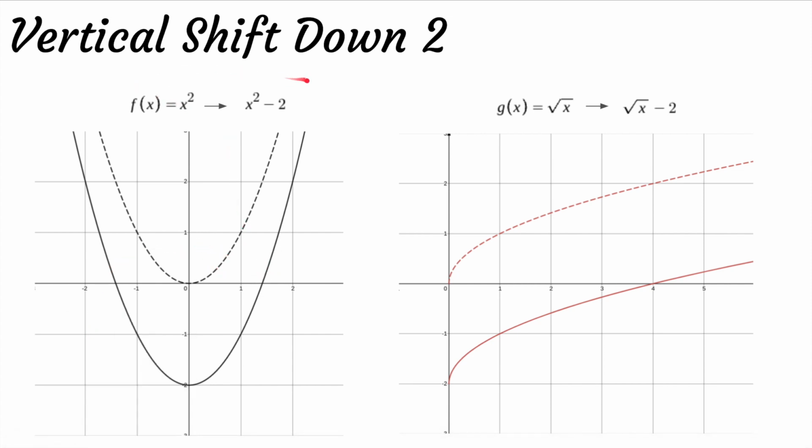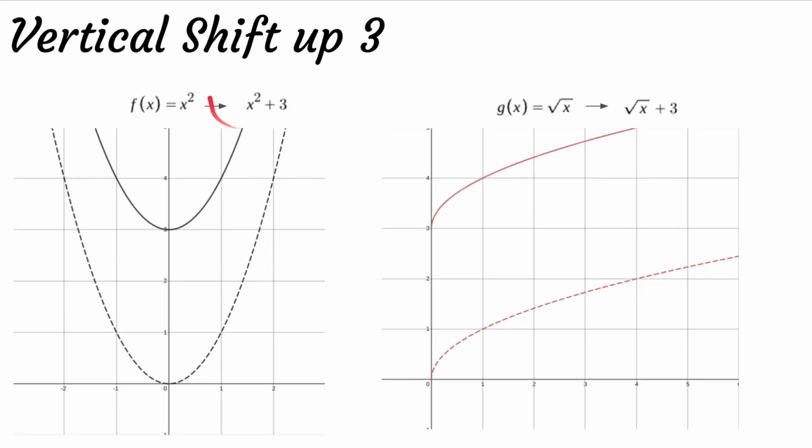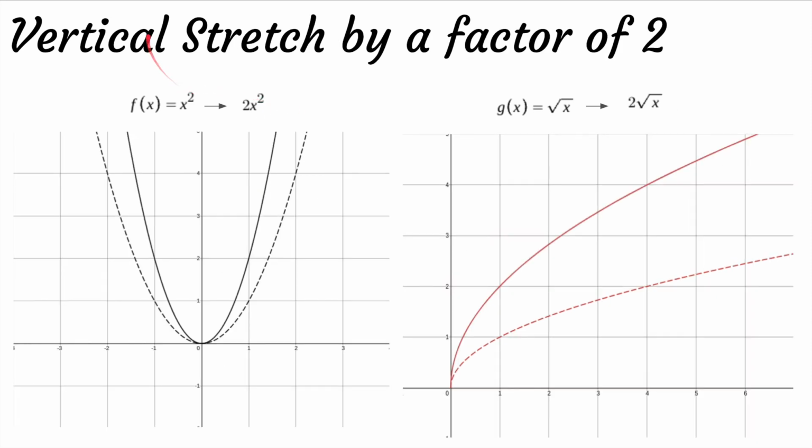Then I did a vertical shift downwards, which is just like the previous slide, but instead of going up by 3, it's going down by 2, meaning the equation would then be x squared minus 2. Like the previous one, since it was going up 3, it was a plus 3. Now, I did a vertical stretch by a factor of 2, making f of x equals x squared into f of x equals 2x squared.